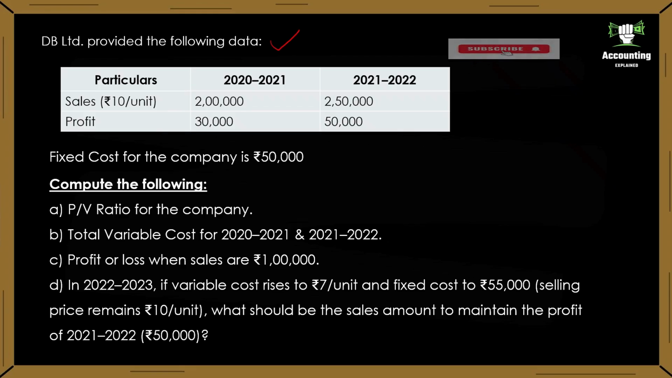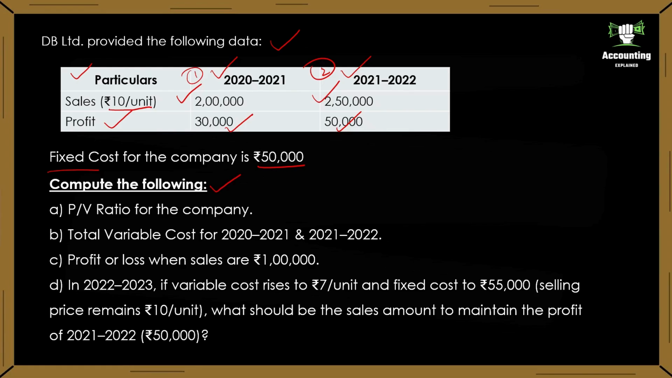DB Limited provided the following data. They have given three columns: particulars, 2020-21 and 2021-22. So we will take 2020-21 as the first year and 2021-22 as the second year. Sales is rupees 10 per unit. First year it is 2 lakh, second year it is 2,50,000. Profit is 30,000 and 50,000 respectively. Fixed cost for the company is rupees 50,000.